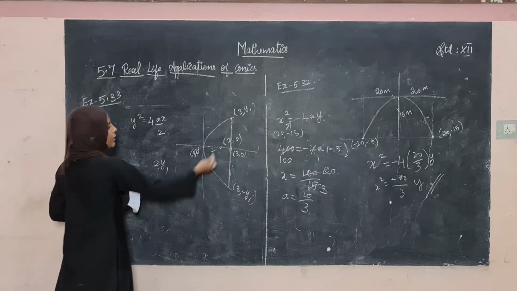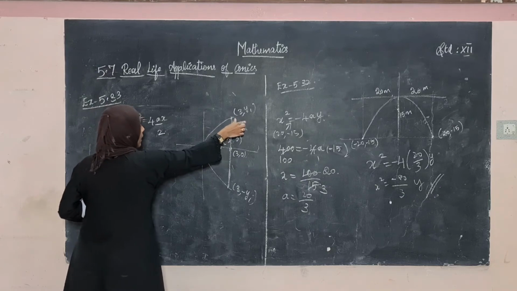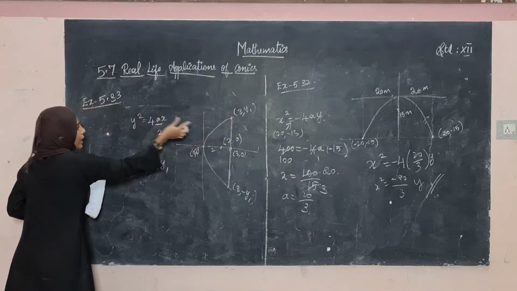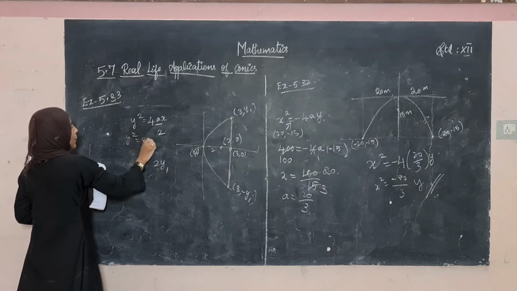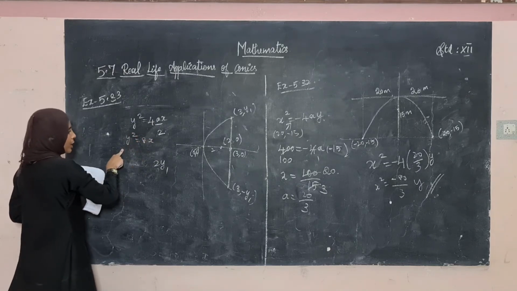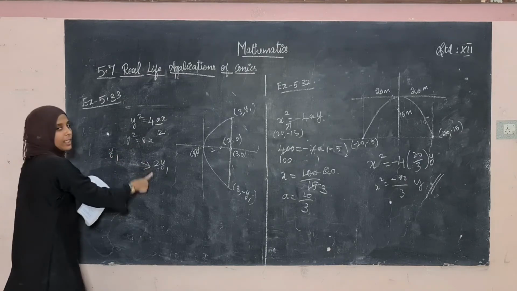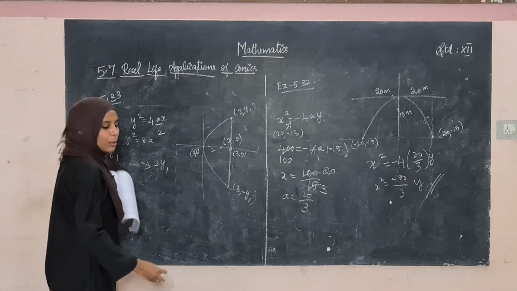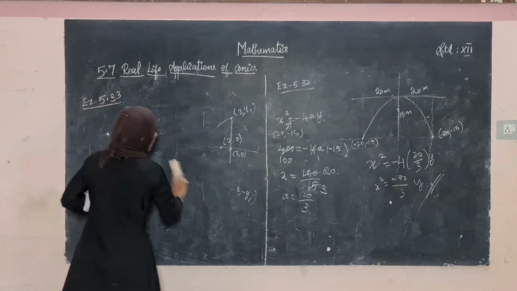You have to find the value of 2 into y1. So what you can do is take this point 3, y1. Since this point lies on the parabola, you can substitute here. This becomes y square is equal to 8x, the equation of the parabola. You can substitute here and you will get the value of y1. Substitute it here, you will get the width of the antenna. So this is the assignment for you. 5.33 is going to be the assignment for you. Okay.